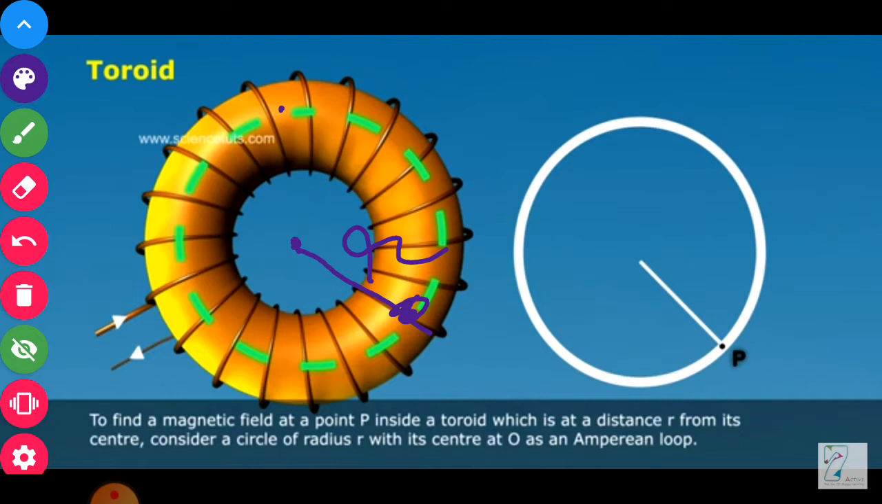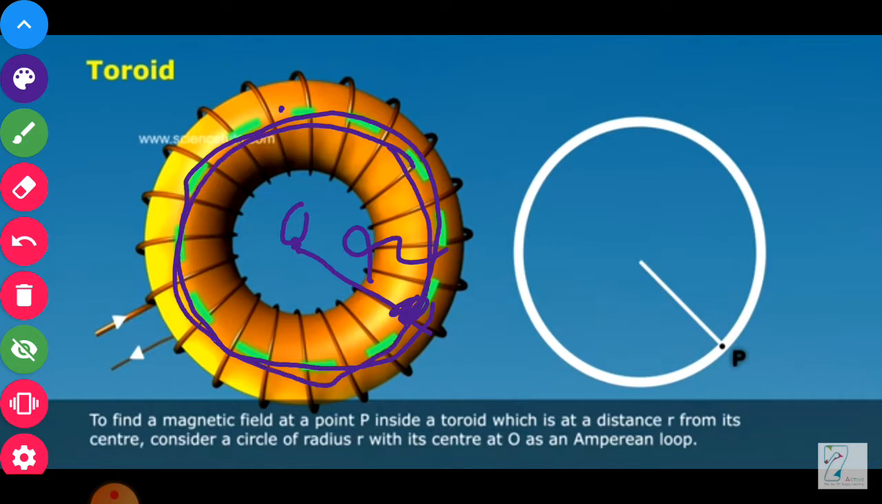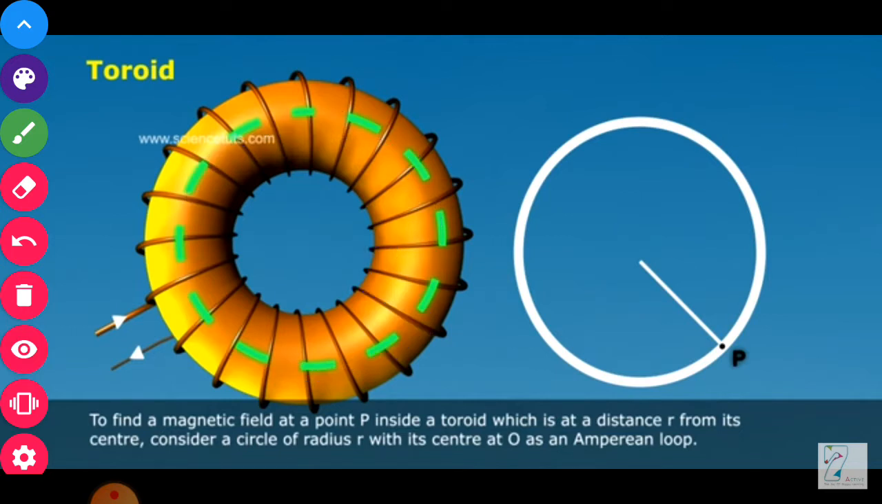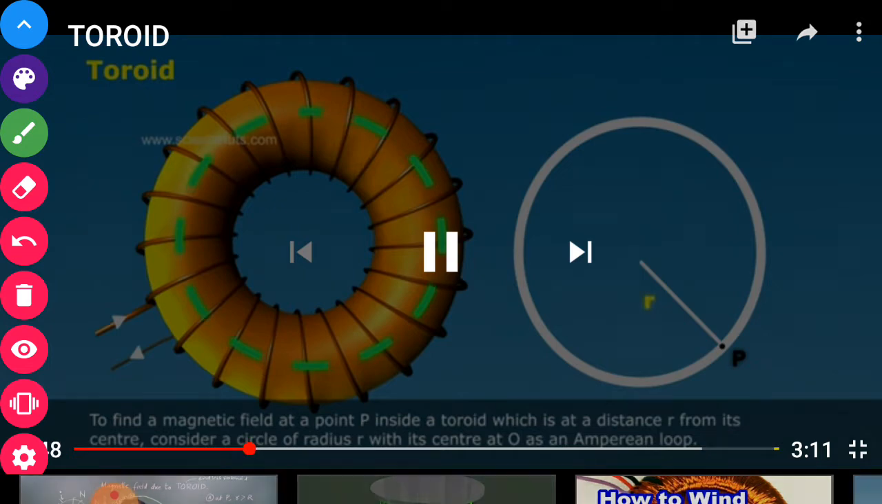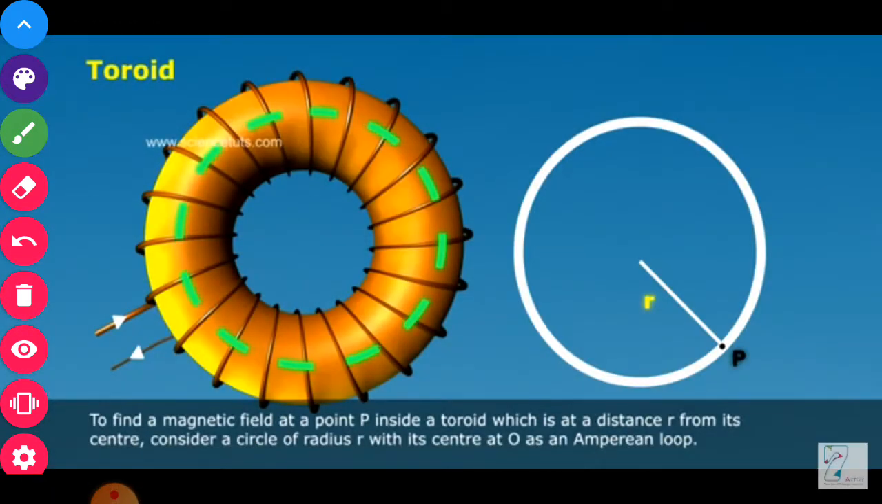Now we consider a circle of radius r, with its center at O. So this is the point O, as an Amperian loop. So this is an Amperian loop that can be considered here, green color dotted line. So we have considered an Amperian loop of radius r and center of this Amperian loop is O.